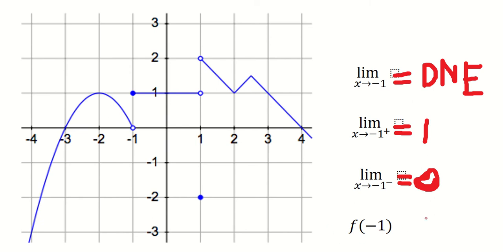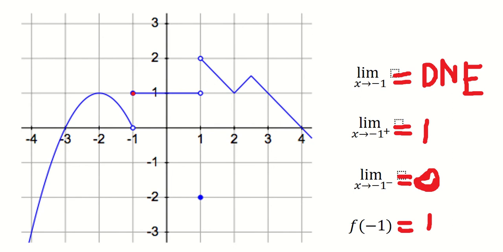Now what happens to the function? What is f of negative 1? Well, if you look at f of negative 1, where's the function defined? The function is defined right here. So this would actually be equal to 1. So that's all you have to do. That's how you calculate these limits and the value of the function. That's how you do all of this using a graph.